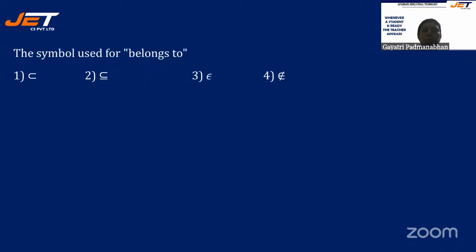The symbol used for belongs to is which one? Is it 1, 2, 3, or 4? Yes, because these things sometimes students are confusing. So that is why this question has been included. Yes. The symbol used for belongs to is option 1, 2, 3, or 4. Many of you are saying yes.